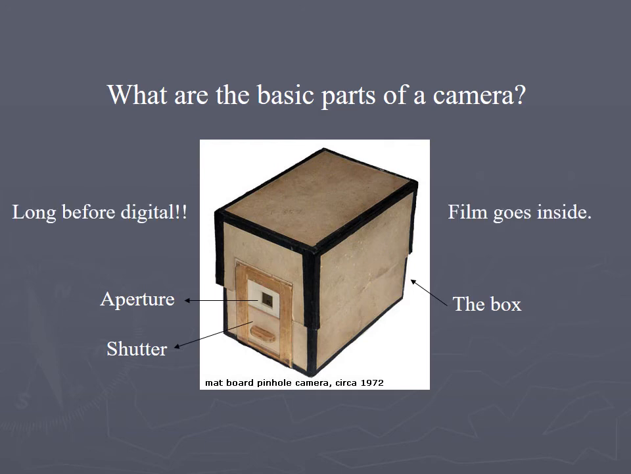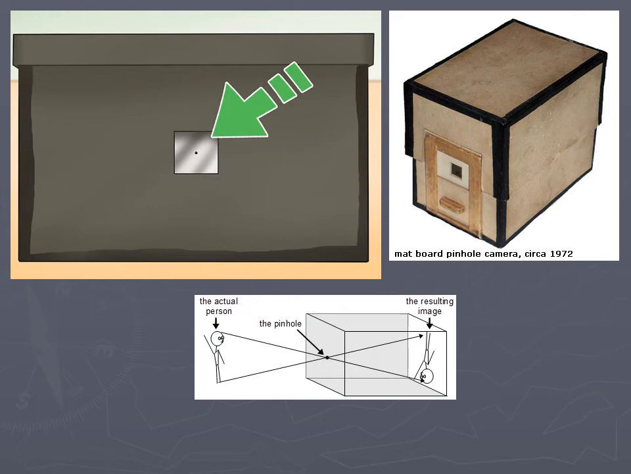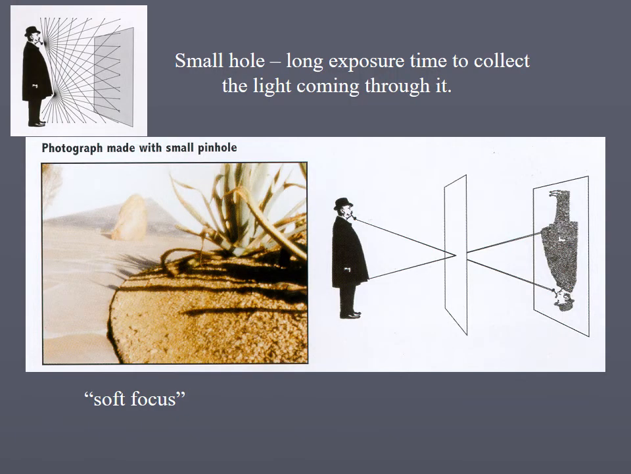And finally, you put film inside so that it records what's coming in, the image that's coming in. The pinhole camera is a viable camera. You can use one today, but it has its limitations. A pinhole camera requires very long exposure times. The hole is very small and light just trickles through it.